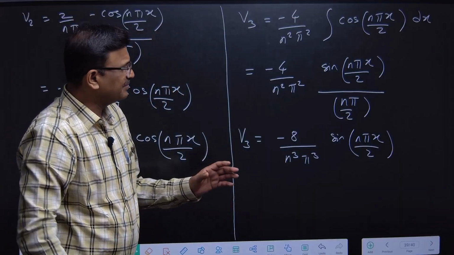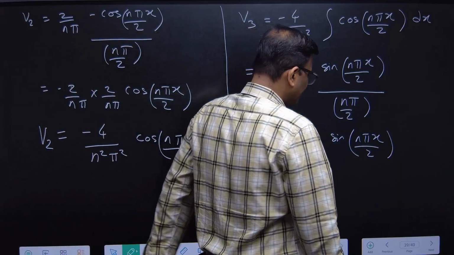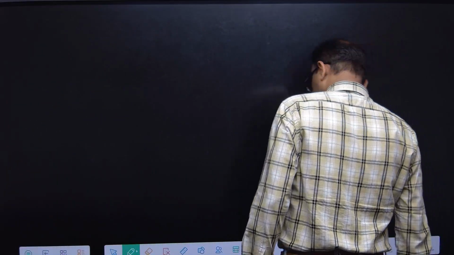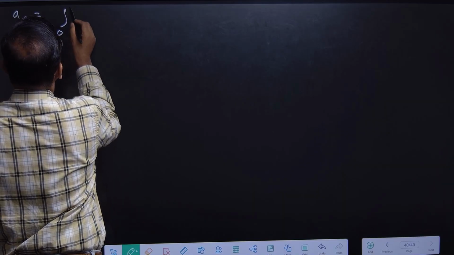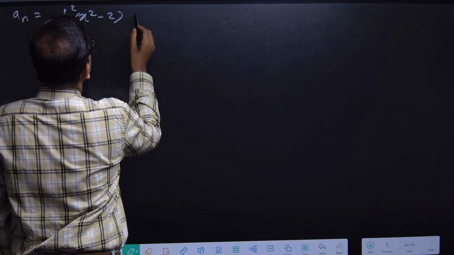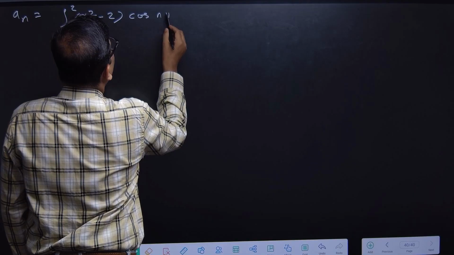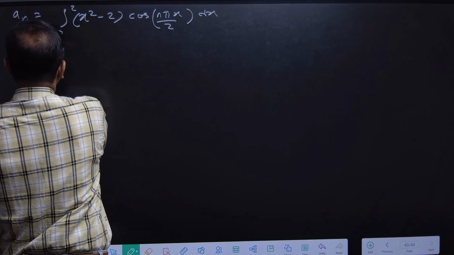See, these steps I have shown in detail. After practice, you may skip these steps and directly apply the formula by parts. But it's better to write this so that we don't make any mistake. So now, remember we were finding a sub n, and the 2 upon 2 was 1. It is the integration from 0 to 2 of x square minus 2 into cos of n pi x upon 2 dx. We are solving for this integration. We are applying the formula by parts.